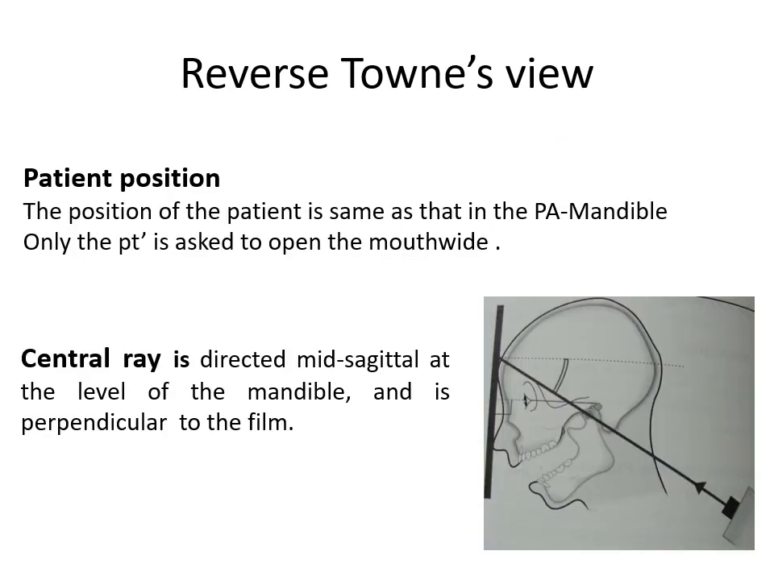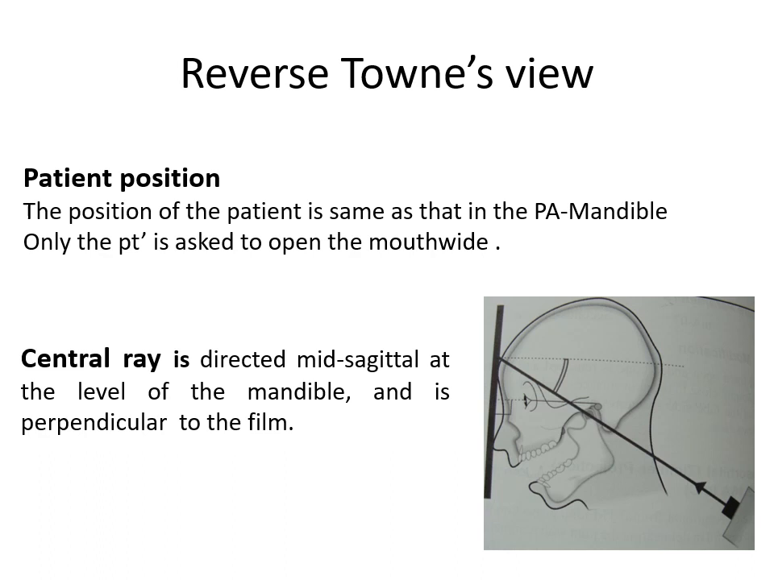Next is the reverse Towne's view. Normally, Towne's means when a person looks a little bit upwards, it's called a Towne's view. This is the reverse of Towne's view, opposite to Towne's view. The patient should look downwards. Here the position of the patient is the same as that of the posterior mandible view, only the patient is asked to open the mouth.